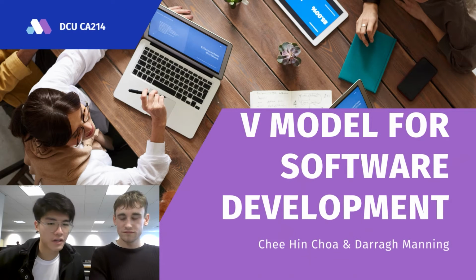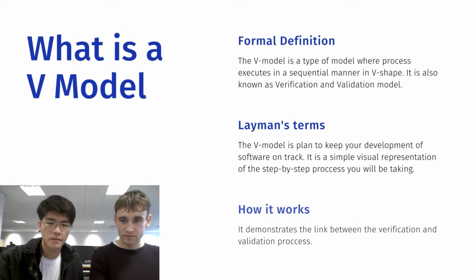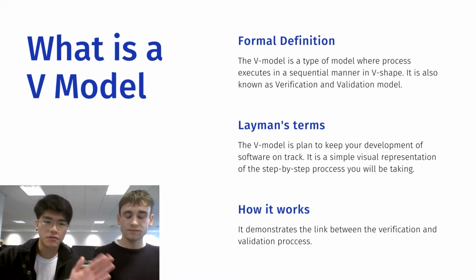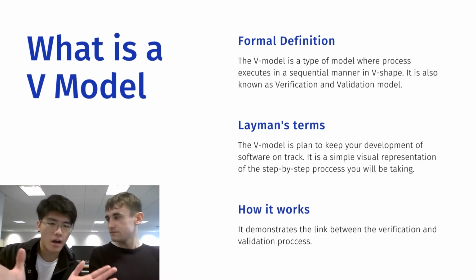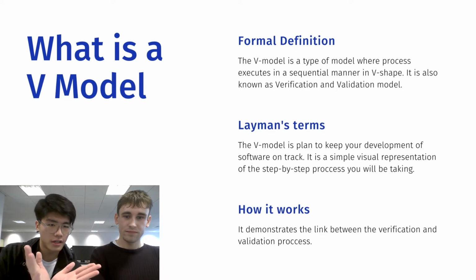So in this video, we're going to talk about the V model for software development. The definition for V model is shown on the right. A V model can break into half, the left side showing verification and the right side showing validation. Put together, they form a V shape, and that's where the V model gets its name.